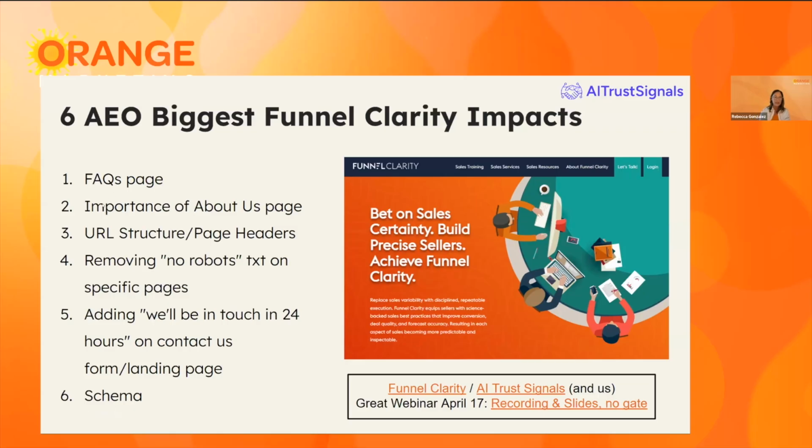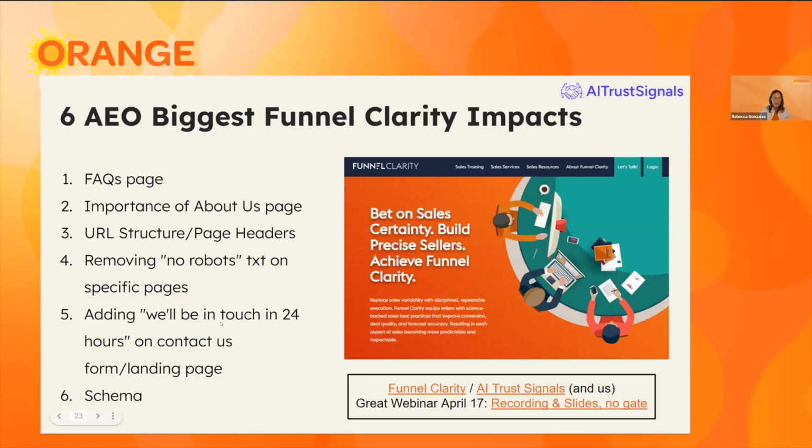FAQs page, they did a comprehensive About Us page. They restructured, they did some website work on URL structure and page headers to make it more palatable for AI. They had robots.txt on specific pages blocking certain things. And guess what? So did we. We're in the process of removing ours. It was a thing you did. It's an old-fashioned dev thing. I won't get into it, but they were shocked when they realized they were actually blocking the AI.